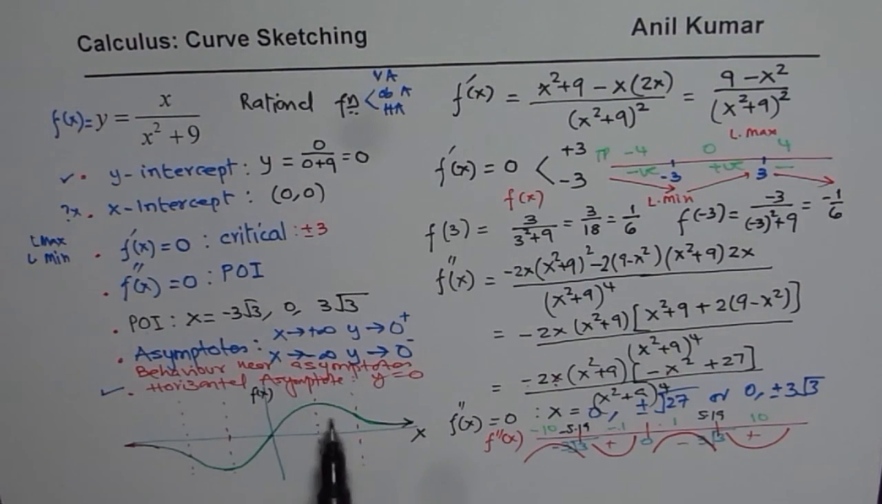And then you have some important points to sketch the graph. Behavior near the asymptotes actually helps you make sure that you are on the right path. Calculating values is important for the accuracy of the graph. With this, I think if you follow these steps, you should do perfectly well in sketching any function using calculus.